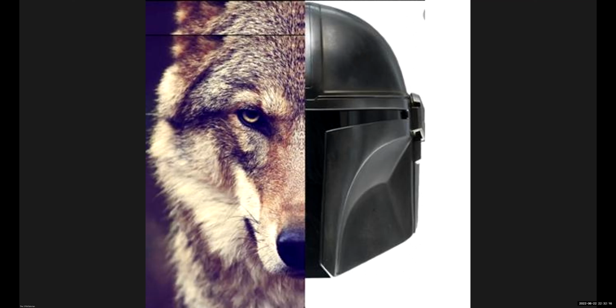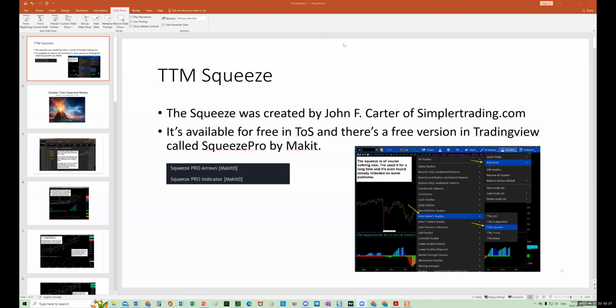Can you all see my screen? No, not yet. It's loading up now. All right, yeah, perfect.